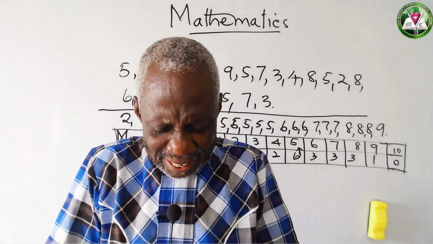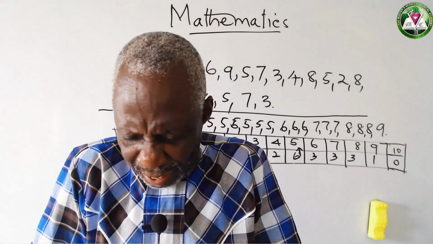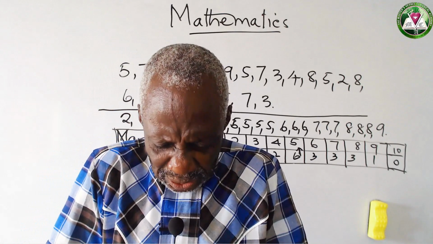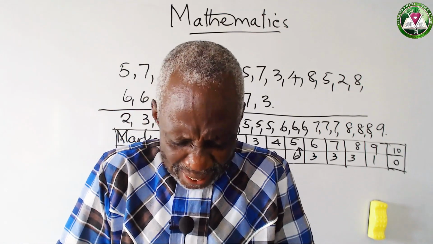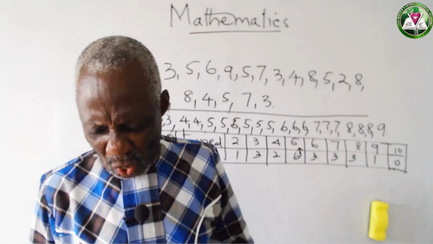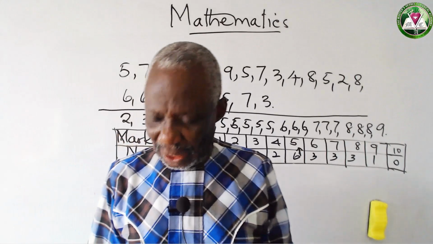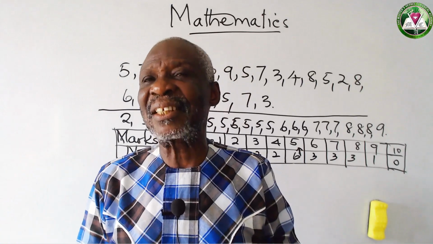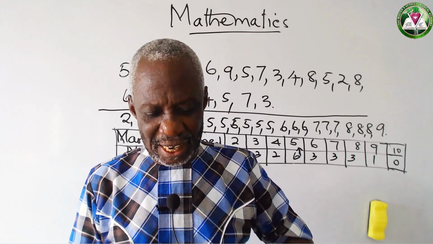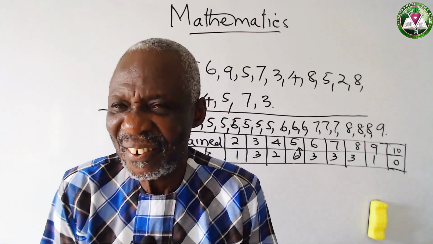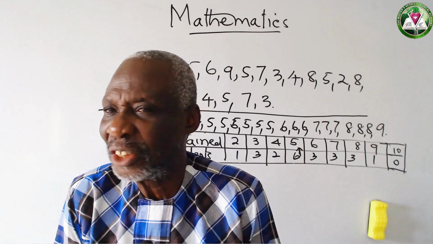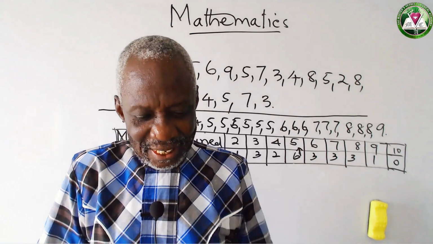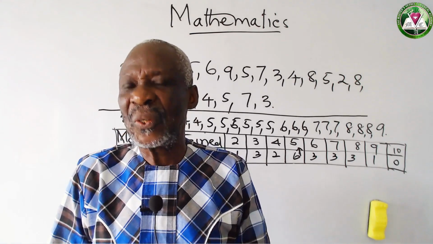Then the 10th question now. I did 5 and left 5 for you. The 10th question now. Calculate the difference between the highest score and the lowest score. And this is where we will carry on in the next lesson. This last one here is called range. I didn't mention it when I was defining the other ones, but as we go on, we shall look at it. This last one is called range.